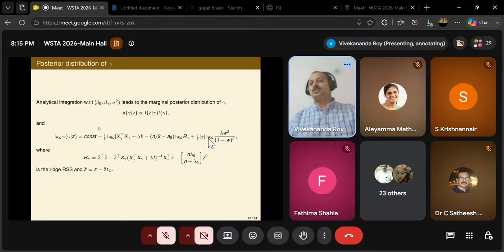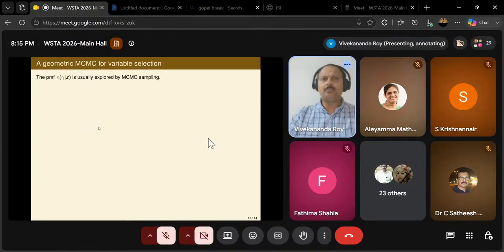If p is small, you can actually calculate this pi of gamma given Z for each possible choice of this indicator vector, see which has higher probability, and choose those variables, right? But you cannot do this in a practical setup because p is very large and it's an extremely high dimensional space. So what people do is run an MCMC algorithm, okay?